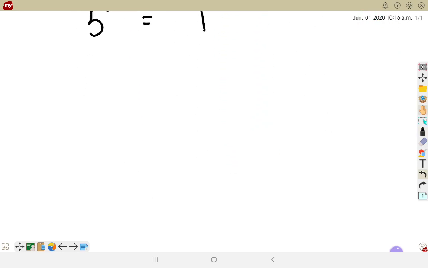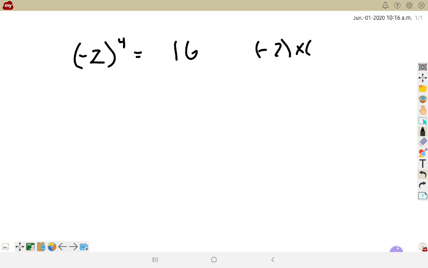Now I'll do it again. I'll use a different number because it's good to do these things with different numbers. I'll even make it a little bit more difficult. I'll throw in a negative for my base. So negative 2 to an exponent of 4 would be positive 16, right? Because that's negative 2 times negative 2 times negative 2 times negative 2. So there's 4 negatives, so it's a positive answer. 2 times 2 times 2 times 2 is 16.